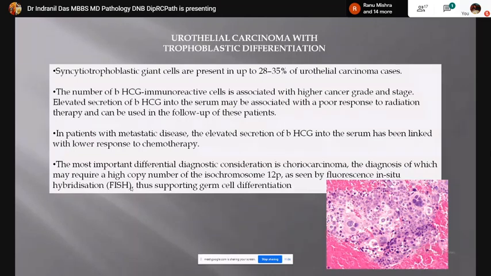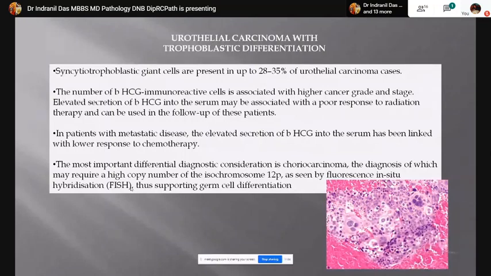Now, urothelial carcinoma with trophoblastic differentiation. Syncytiotrophoblast-like giant cells are present in 28 to 35% of cases of urothelial carcinoma. The number of beta hCG immunoreactive cells is associated with higher cancer stage and grade. Elevated level of beta hCG in the serum may be associated with poor response to radiation therapy. In patients with metastatic disease, the elevated secretion of beta hCG into the serum has been linked to a lower response to chemotherapy.